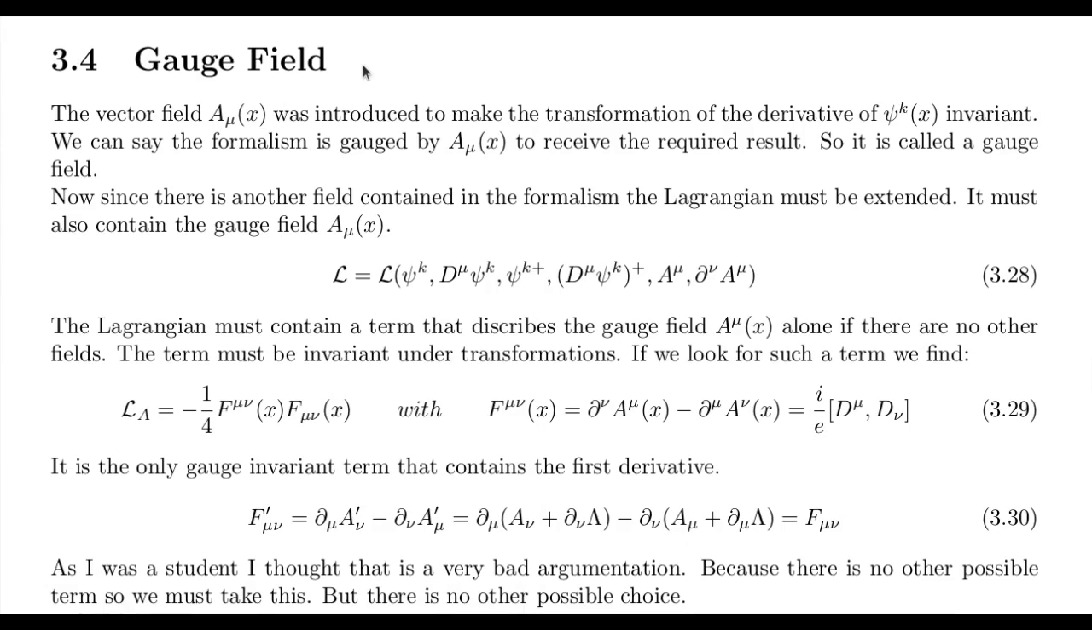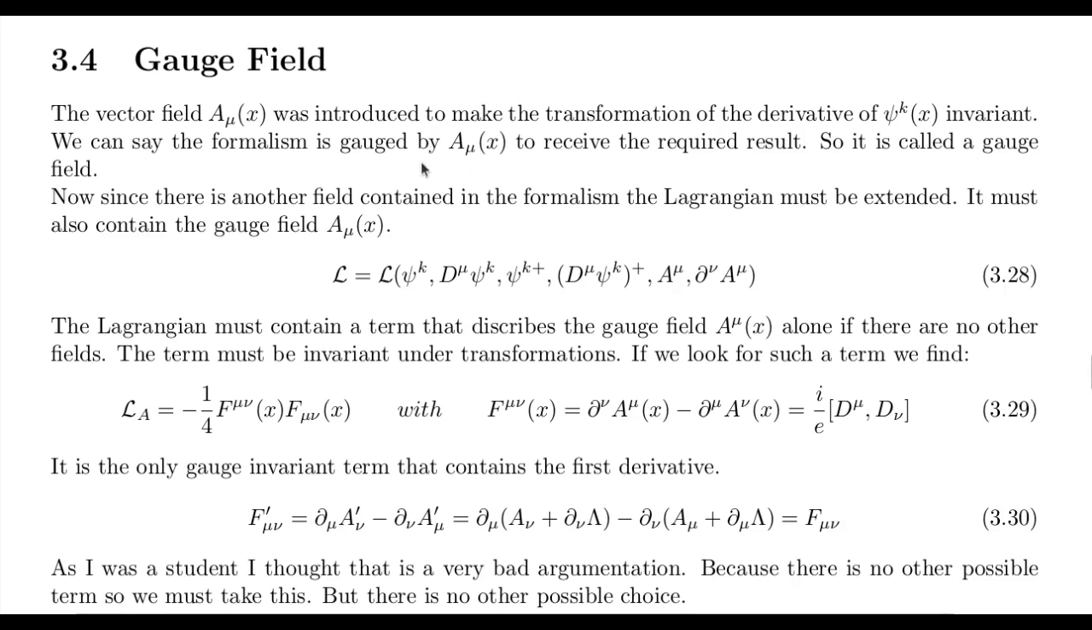And now the gauge field. We have introduced a new field A to keep the formalism transformation invariant when we execute a gauge transformation. And here this field is a vector field, and we can say the formalism is gauged by A, so that we obtain the correct result, and so we call it a gauge field.